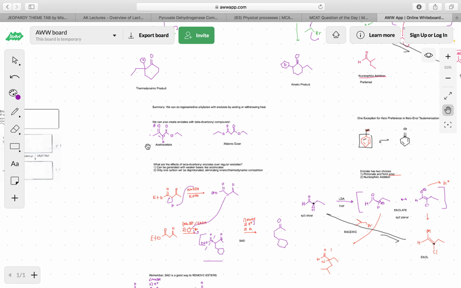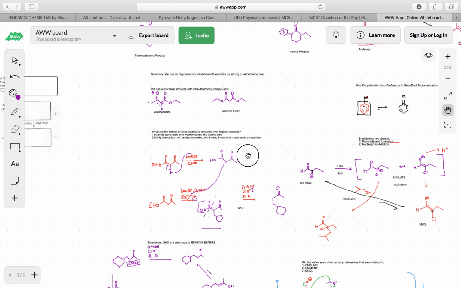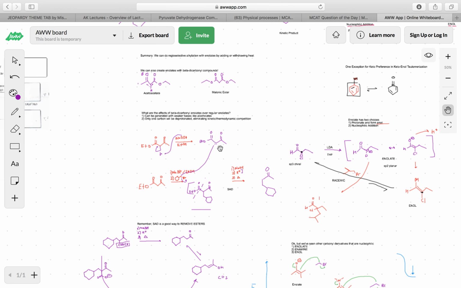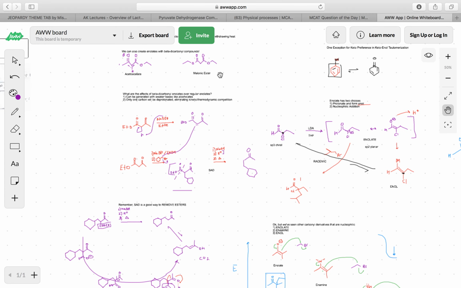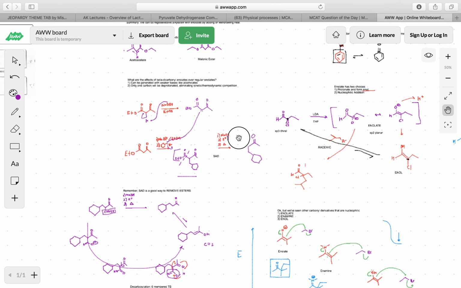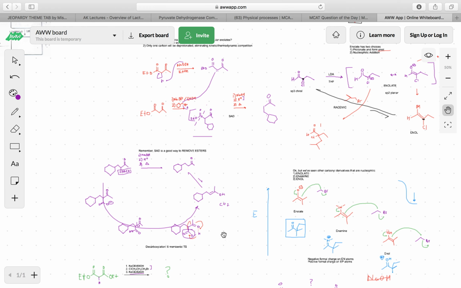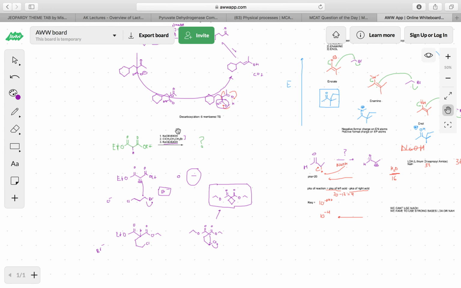Then we went into beta-dicarbonyl compounds. They're beta because there's one CH2 group in between. We created enolates from there, and we used that enolate to attack electrophiles. And we learned that when we have these beta-dicarbonyl compounds, we can get rid of the ester in the product by using SAD: saponification, acidification, and decarboxylation. This is the mechanism, sort of, for how that works, and this is just an example problem.